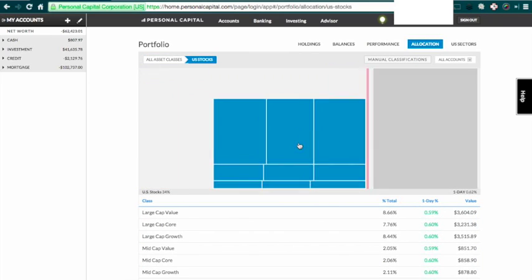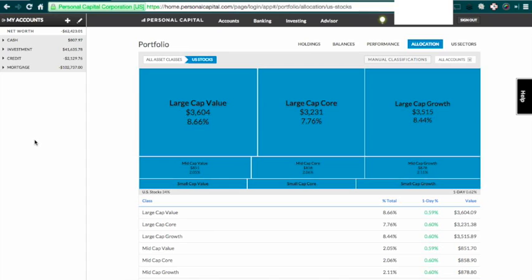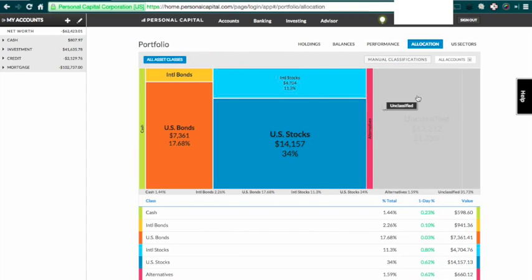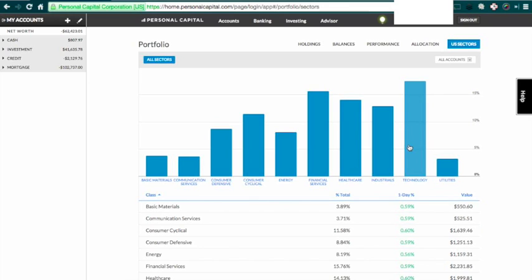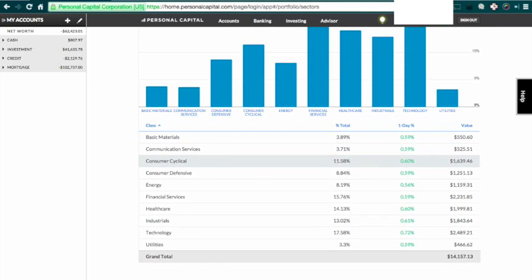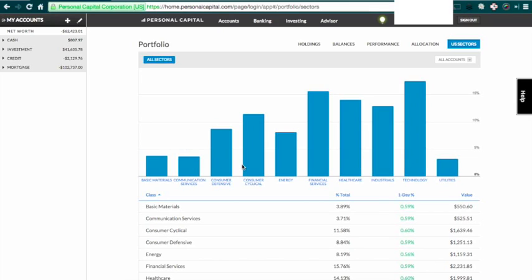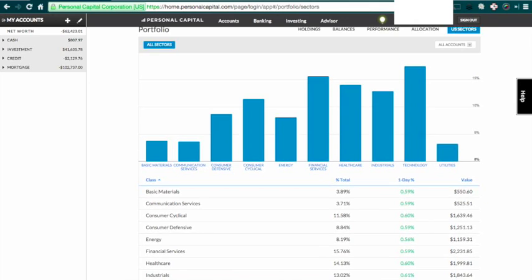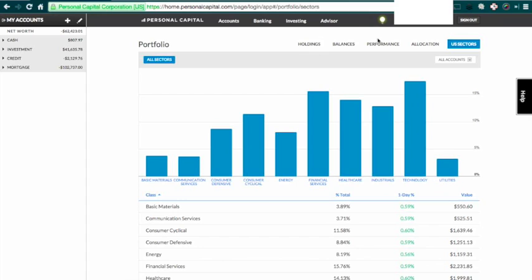If you go back to your all asset classes and pick just one of them, like we picked US stocks here, it'll tell you how much money you've got where: large cap value, large cap core, large cap growth, your mid caps and your small caps as well. And it'll tell you the actual dollar amount as well as the percentage of your overall portfolio that you have in that. And then it further breaks it down by US sectors. This is your asset allocation in a specific sector of the economy, overall sectors. So it's got cyclical goods, energy, financial services, healthcare, industrials, technology, utilities, and things like that.